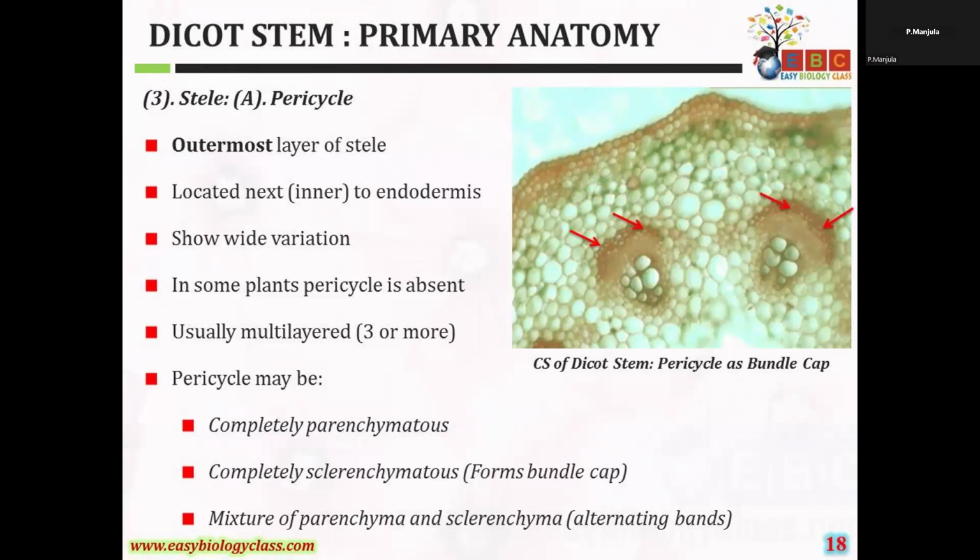Generally the pericycle may be made up of totally parenchyma, sometimes sclerenchyma, or sometimes a mixture of parenchyma and sclerenchyma, that is alternate. Only in the vascular bundles region sclerenchyma is present, and in other regions parenchyma.